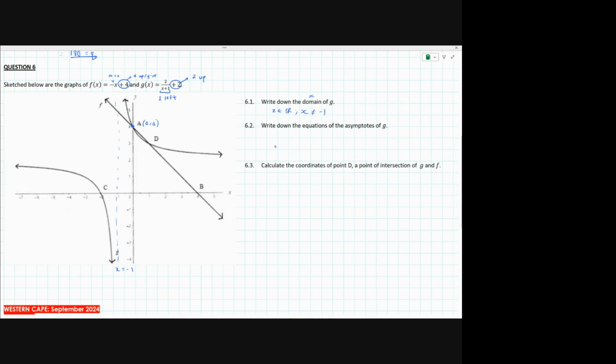Write down the equations of the asymptotes of g. Well, we've already established what one of them is. And the second asymptote will be dependent on how many units up it's moved, because it's gone 2 units up. My other asymptote is at y equals 2. And then we would just write that equation down.